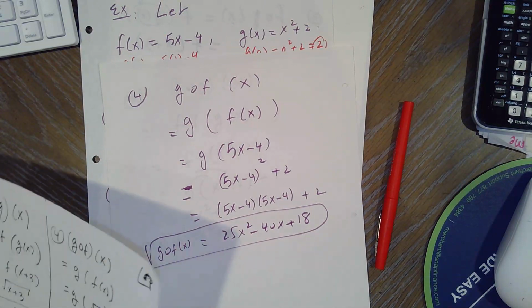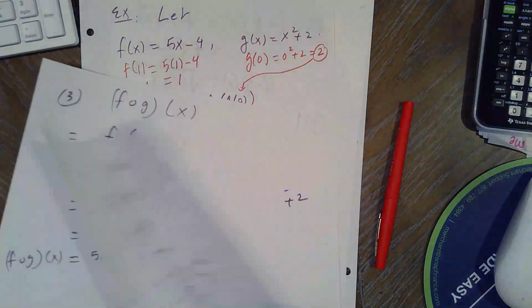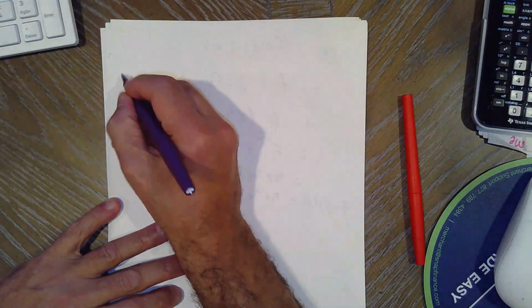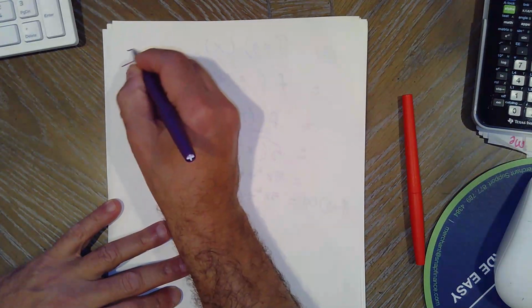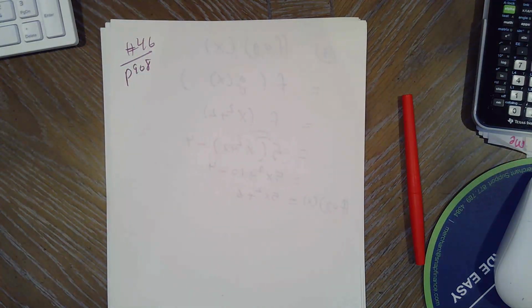Okay. Number 46, page 908 in your book. Let's all look at page 908 in the textbook. Page 908, number 46. Oh, we have to be looking at the graph. It says refer to the graphs at the right and find the following.